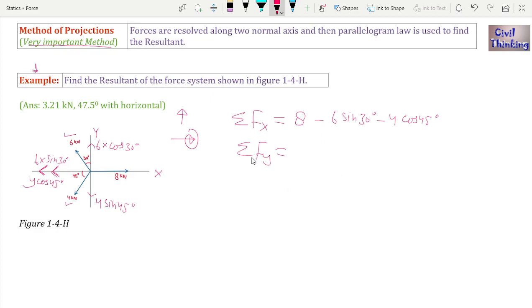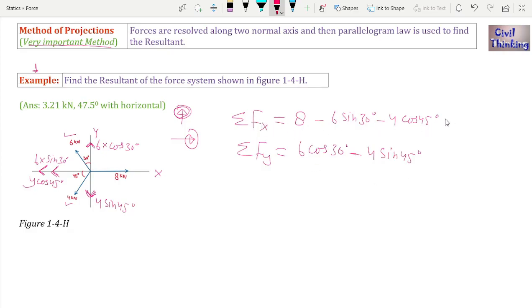Similarly we will find the summation of forces in the y direction. Now in the y direction we have upward this 6 cos 30 degree and the upward is positive, so we will write 6 cos 30 degree upwards, and then we have downwards, which will be opposite to this, so it will be negative, right? Negative 4 sine 45 degrees. Okay, so let me use a calculator to find the value of summation of Fx.